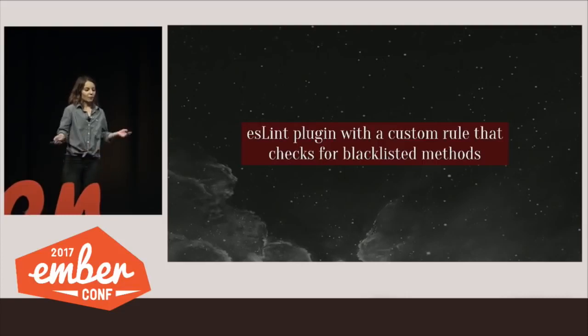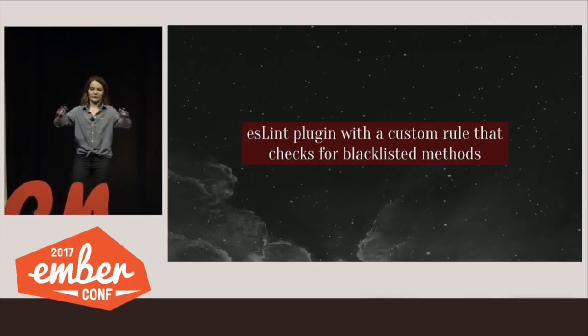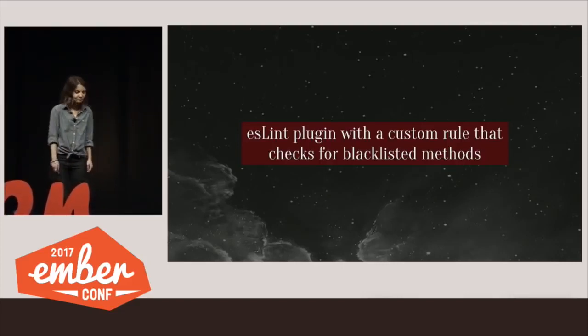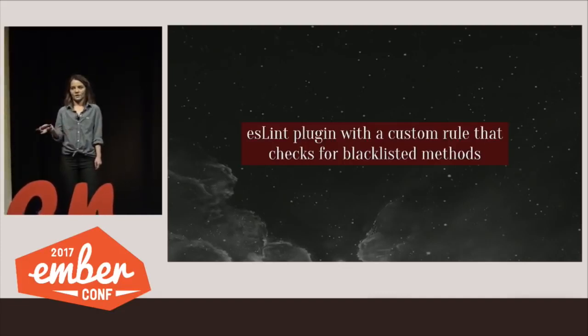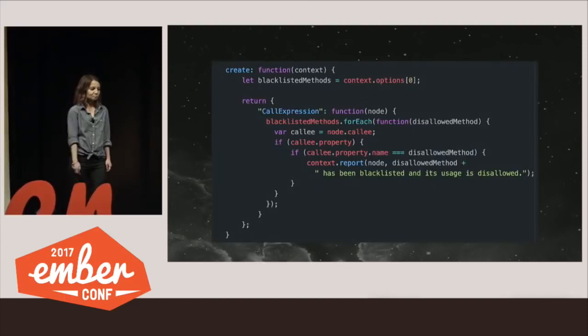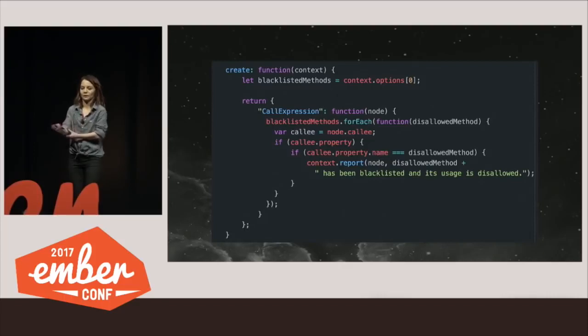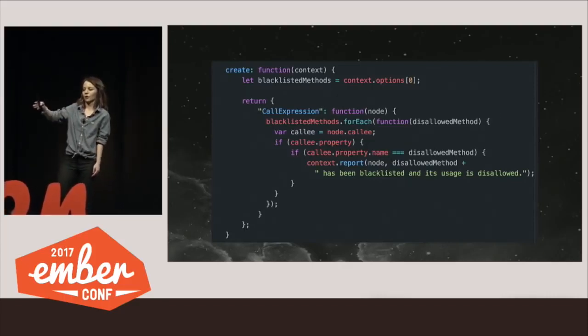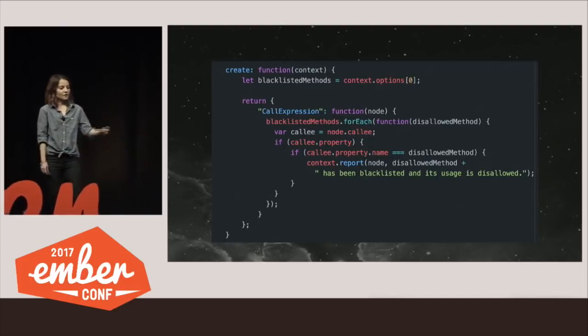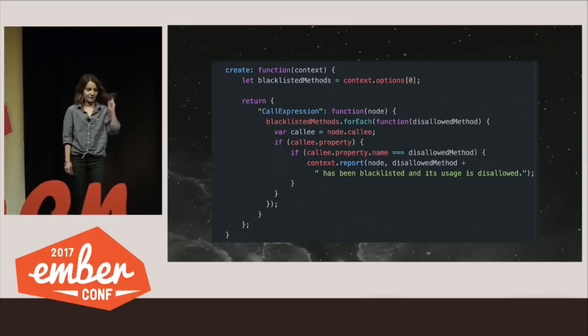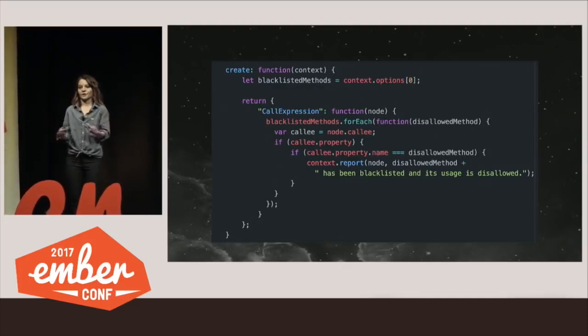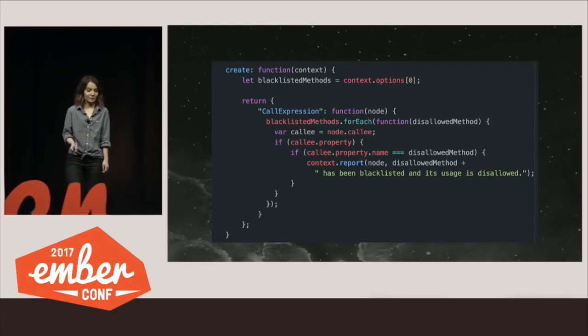So the main idea was to write a custom rule that checks for blacklisted methods. So it would get an argument of a list of blacklisted methods that you want to check for, like HTML safe, and then use the ESLint running engine to get a count for that. ESLint, for those of you that are not familiar with it, relies on something called an AST tree, and then it parses that tree and checks for whatever it is that you're interested in. So in our case, it's a function, which makes it a call expression in ESLint land. And it's looping through all the blacklisted methods that you got as an argument. And if it finds one, it's going to throw an error saying, hey, this method has actually been blacklisted and you shouldn't use it.